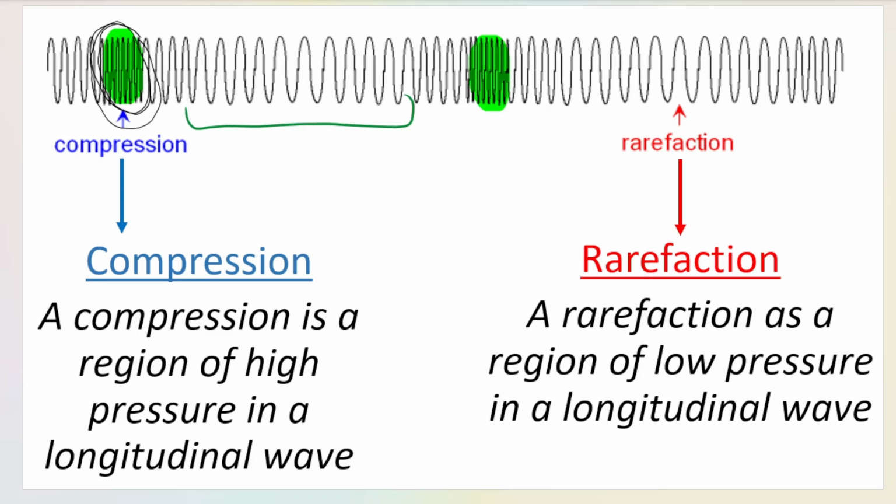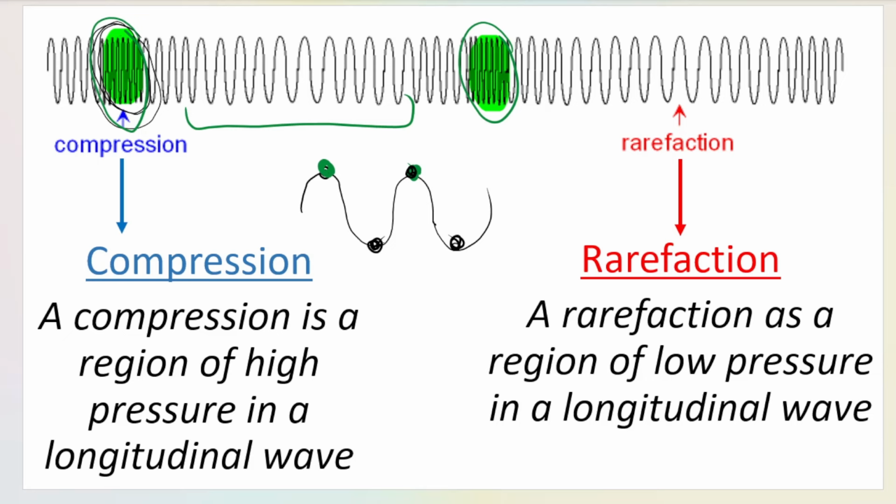And what do you think this corresponds to if I have to think about a transverse wave? Remember, transverse wave looks like this. Remember, in a transverse wave, we have crests and we also have troughs. So what I want you to think of it is like this. The areas of high pressure, so the compression, that's like a crest. Crest, compression, and the regions or the areas of low pressure, the rarefactions, that's like a trough.